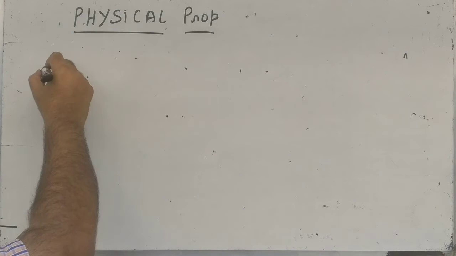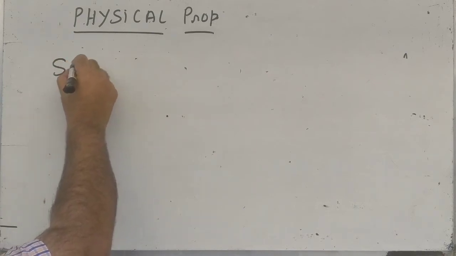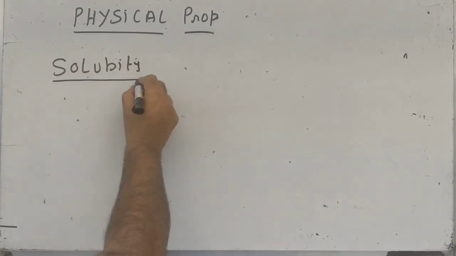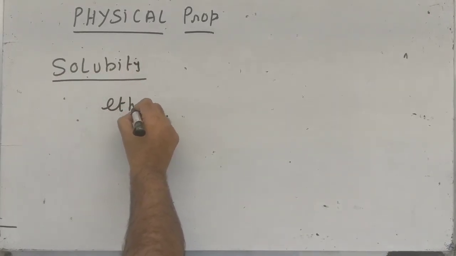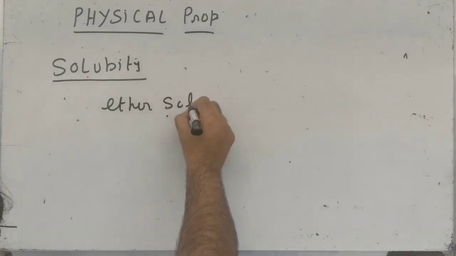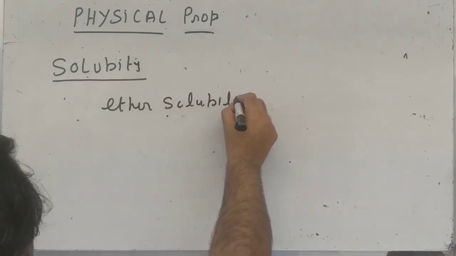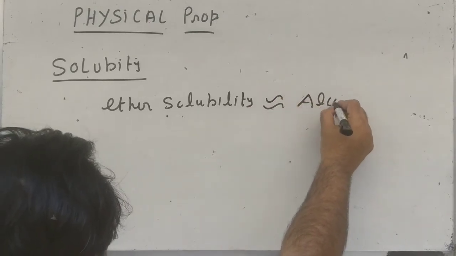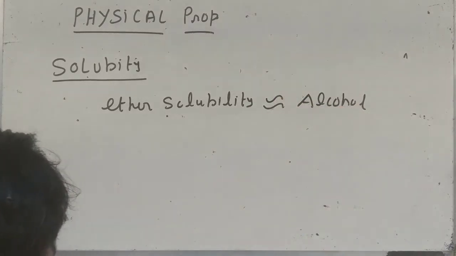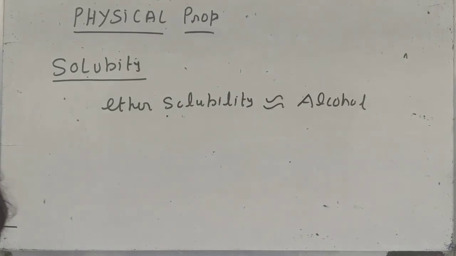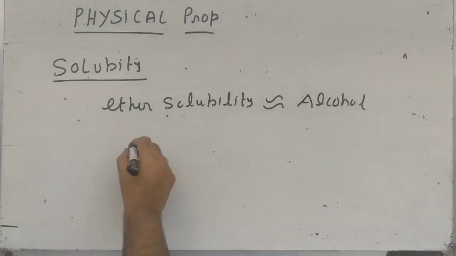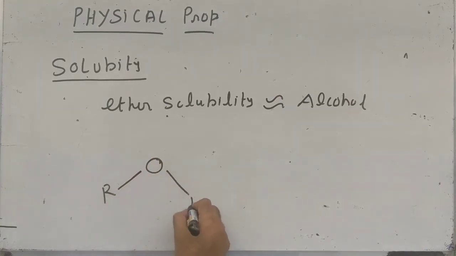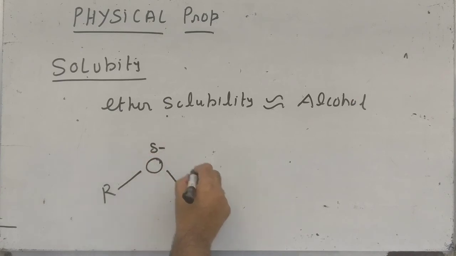I discussed this while I was discussing the polarity of ether. Ether's solubility in water is comparable to that of alcohol in water. They are also soluble in water, up to 3 carbon atoms. Because ethers are polar. This is how we can show the dipole. You know why they are polar? Because of their angular shape.